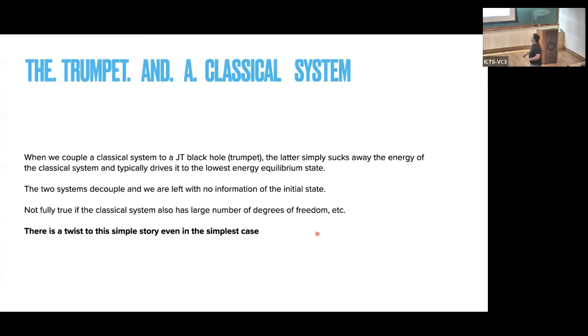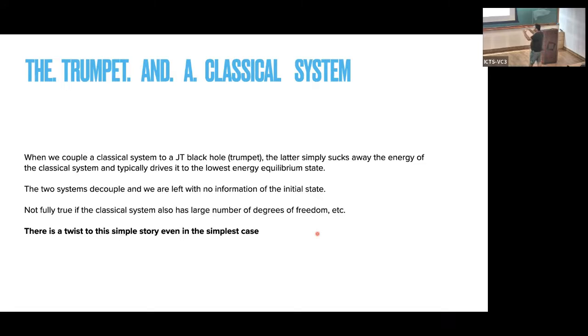Okay, so let me just start with two toy models, and then we see what you think about them. So I will call the trumpet actually a JT gravity. When we couple the classical system to a JT gravity, and that's what we want to do, you can think of the classical system as throwing some energy or some packets of energy inside the black hole. And what we see is that the black hole simply sucks away the energy of the classical system and typically drives it to the lowest energy equilibrium state. We will explicitly see this in a harmonic oscillator, for example. I will talk about the classical harmonic oscillator later, actually. First, I'll talk about the quantum case.